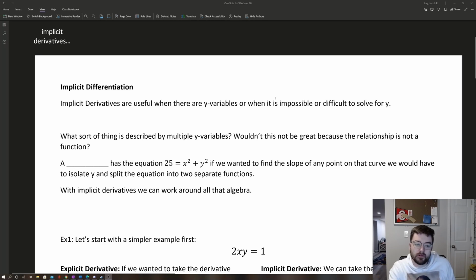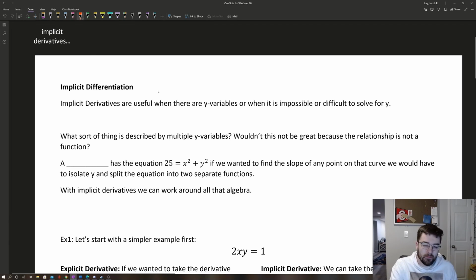Hi, welcome to Implicit Differentiation. This is the second part of 3 in the applications of derivatives, and we are looking at implicit derivatives because they're useful when we have y variables or when it's impossible or difficult to solve for y in our equations.